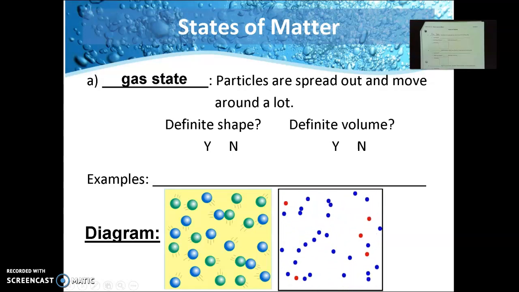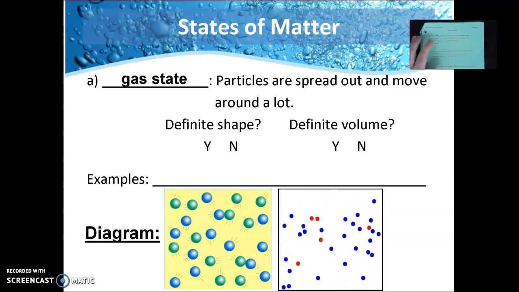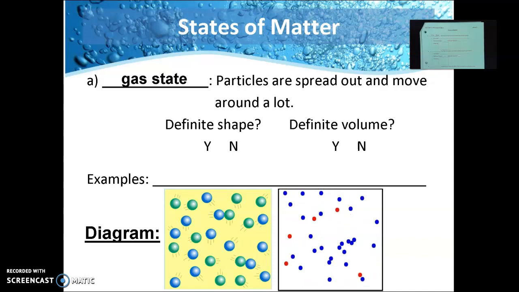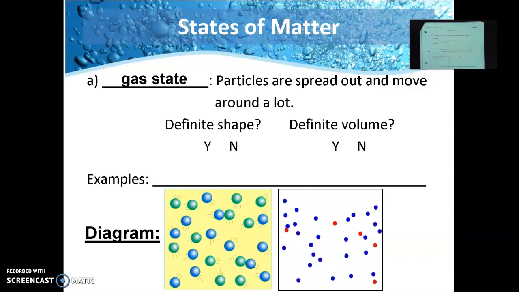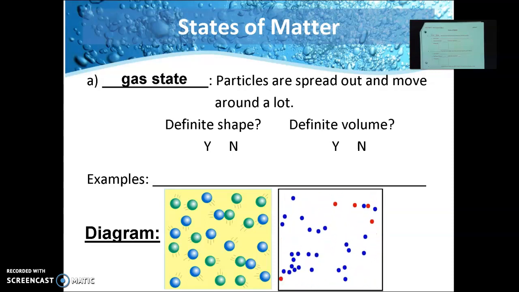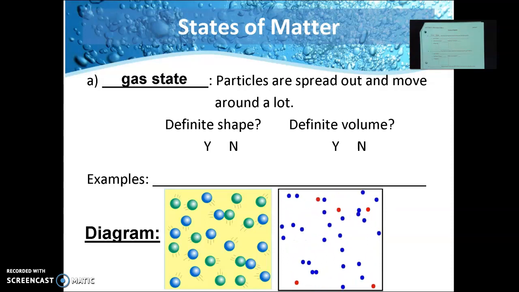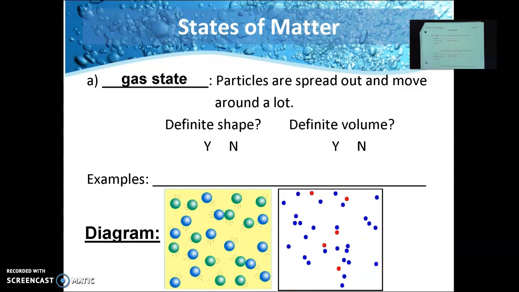The first state of matter we're going to talk about is the gas state. So you can write in the blank right here, gas state. These particles are very spread out and they move around a lot. They move very fast, very quickly. They're constantly bouncing off the walls of whatever container they might be in. They're constantly bouncing off each other. You can get a good look at a slowed down, very zoomed in view of what some gas particles look like at the bottom of the video.